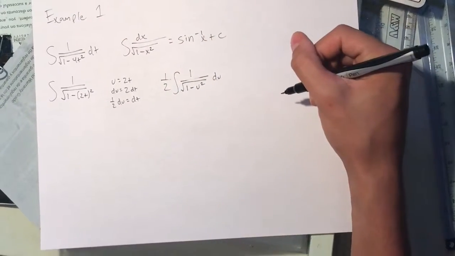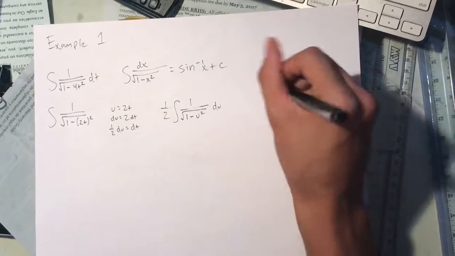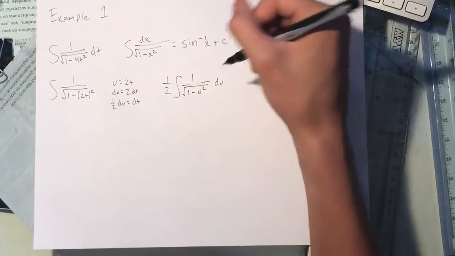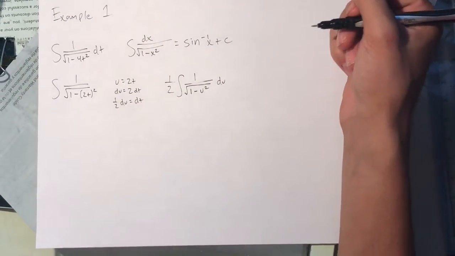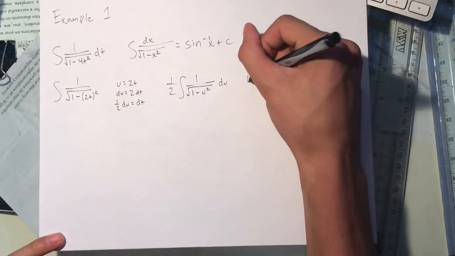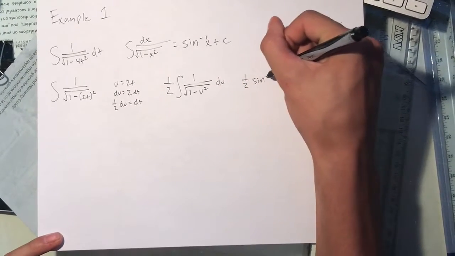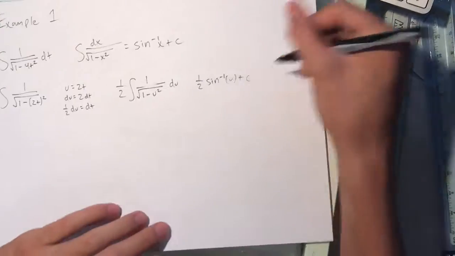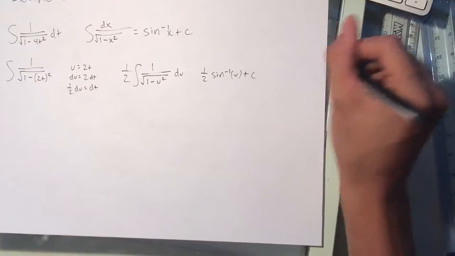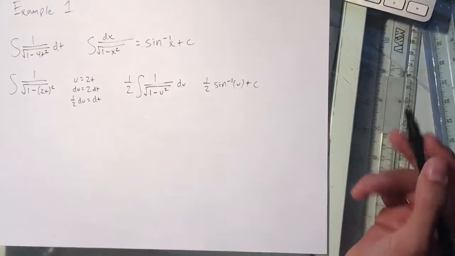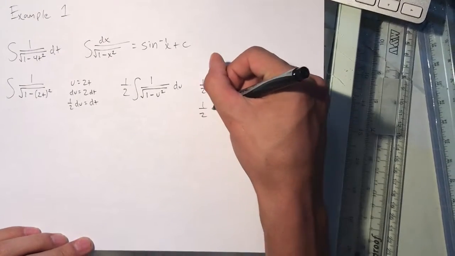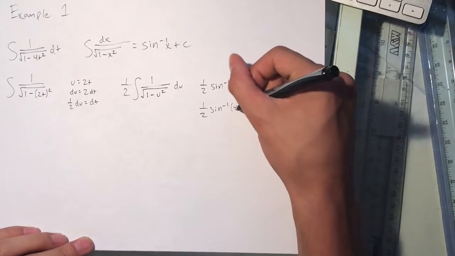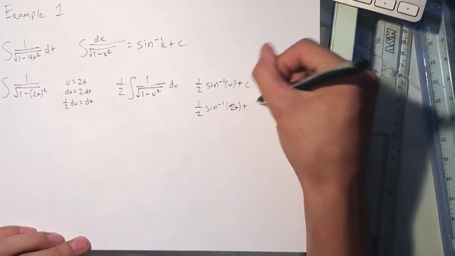Now that you wrote down the new equation, you can recognize that 1 over the square root of 1 minus u squared happens to be the equation for arcsine. So now you can rewrite it as 1/2 arcsine of u plus c. At this step, you're almost done, but not yet. What you need to do now is put the u back in. So it's going to be 1/2 arcsine of, instead of u, 2t, plus c. And that is your final answer.